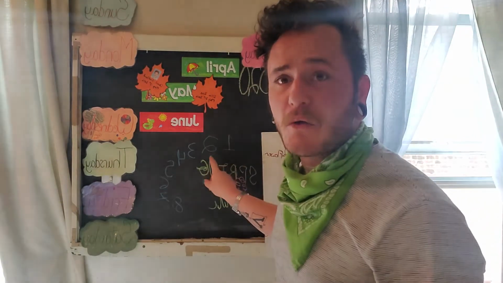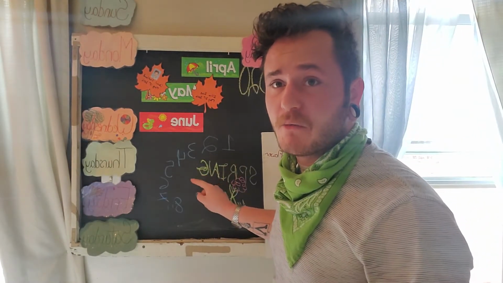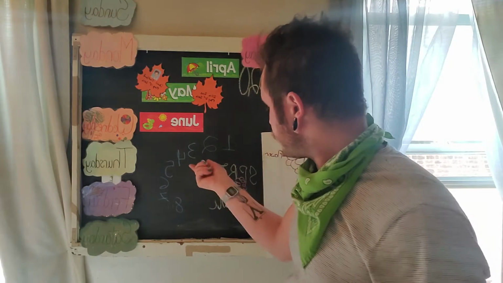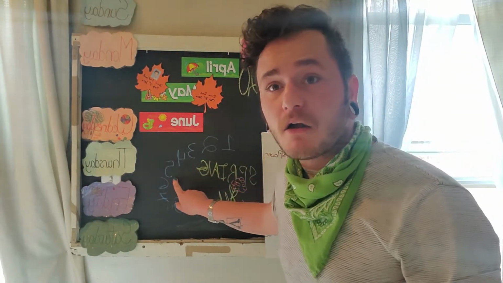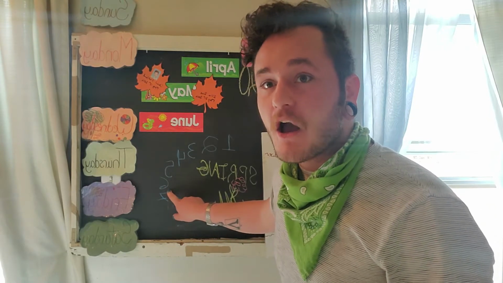We're also going to go into the number for today. Yesterday's number was number 4. So that means today has to be number 5. And then tomorrow is going to be number 6. We're also going to talk about our season. Right now we are in the season of spring.